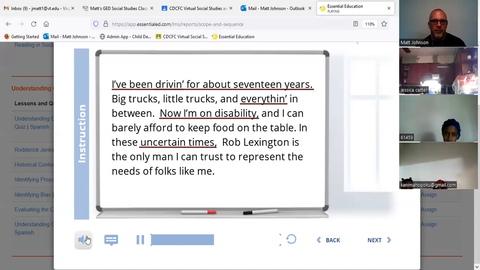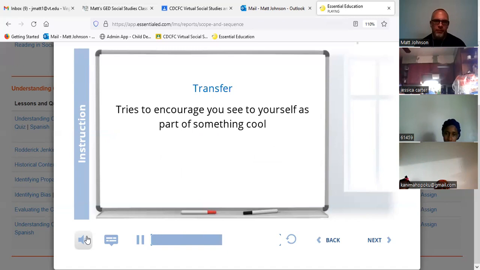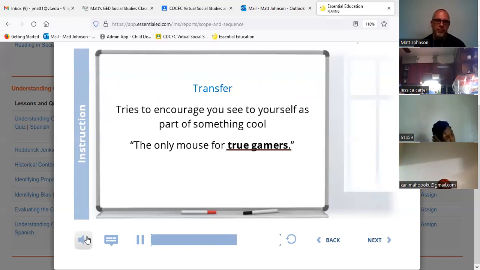You've already seen the next technique, transfer. Remember the Precisionator ad? That's transfer in action, dude. Transfer tries to encourage you to see yourself as part of something cool. This ad wants you to think of yourself as a serious gamer, so you'll buy the mouse used by serious gamers. The technique is called transfer because it's trying to transfer your good feelings about one thing over to something else, something that the propaganda wants you to like.